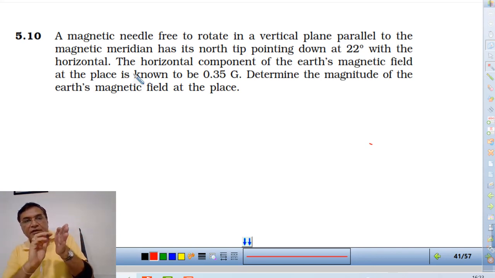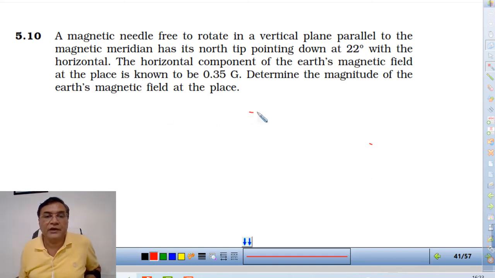If it is not in the magnetic meridian, it is not called dip. It rotates parallel to the magnetic meridian. So whatever that it goes down, it is a dip angle. So it is 22 degree is called dip. So I is equal to 22 degree. And B is found to be 0.35 Gauss. And determine the magnitude of the earth magnetic field at the place.